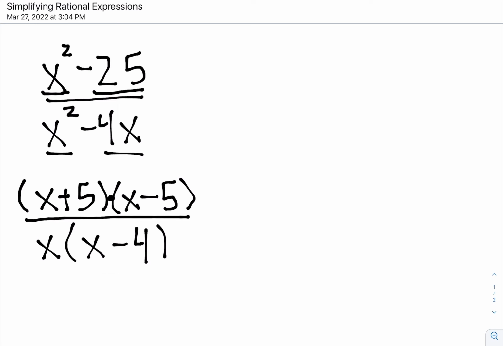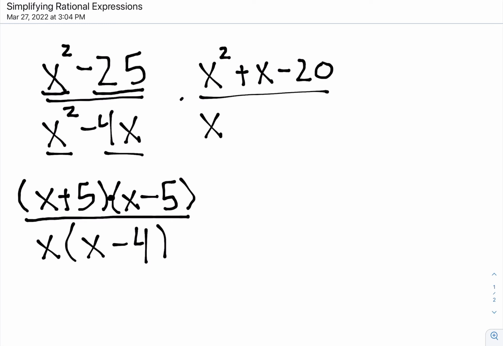But what if the question wasn't just x squared minus 25 over x squared minus 4x? What if they added another set of terms to multiply by, which is, I don't know, x squared plus x minus 20 divided by, let's say, x squared plus 10x plus 25.